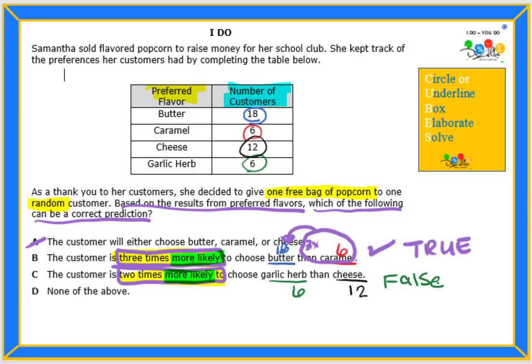And the last one says none of the above, but we already have something that is true, so we are not going to choose none of the above. Instead, we are going to choose B, because the customer is 3 times more likely to choose butter than caramel. I can see that from my table. So here, butter was 18, caramel is 6, and 6 times 3 is 18, which is butter. So yes, B is correct. The customer is 3 times more likely to choose butter than caramel.